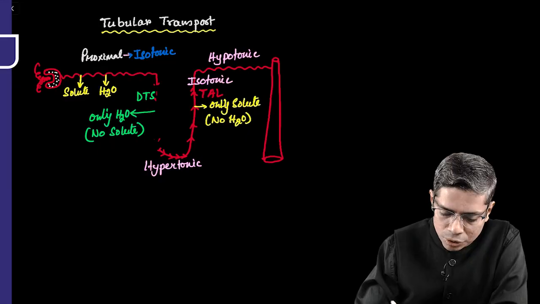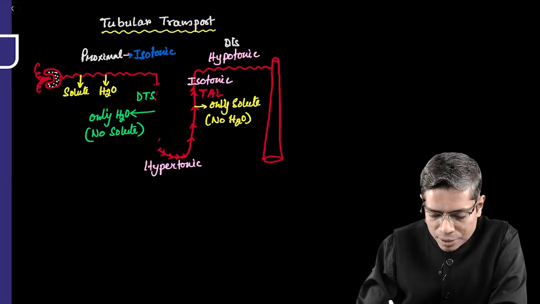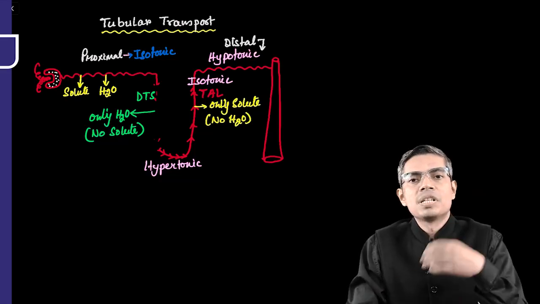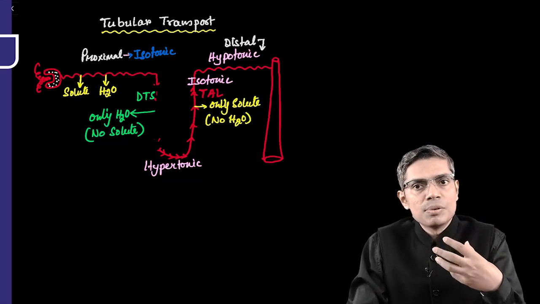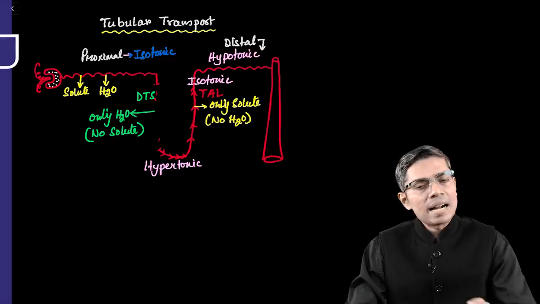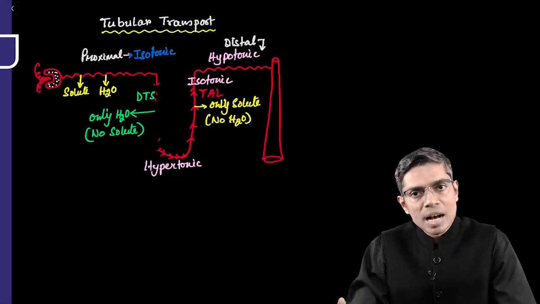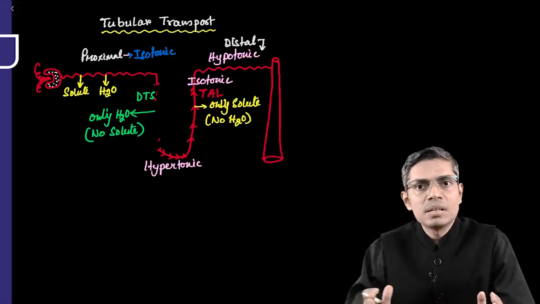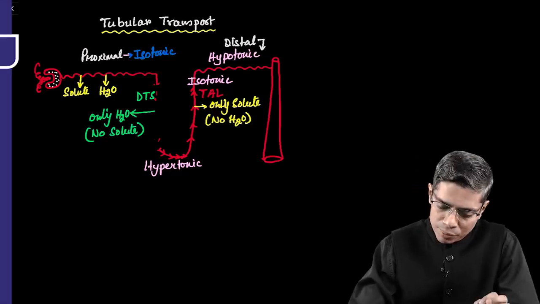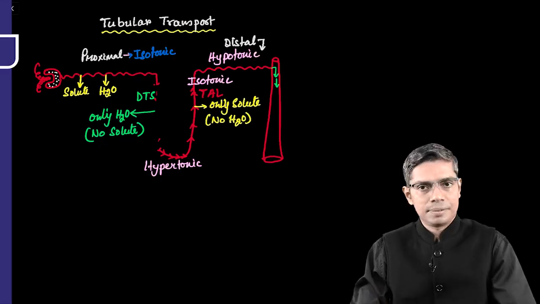So when the urine is passing through this distal tubule, the tonicity will be hypotonic. The urine tonicity will be hypotonic in nature, right? At the level of distal tubule, further solute will be reabsorbed, so it will be more and more hypotonic when it is passing through the distal tubules. Now finally, this hypotonic urine will drain at the level of collecting duct.